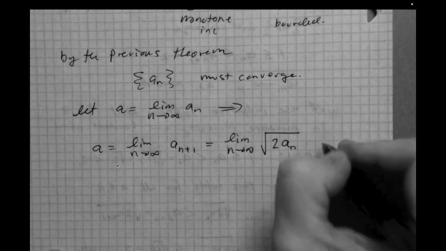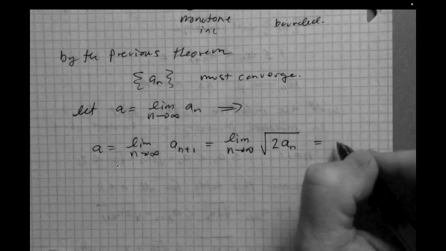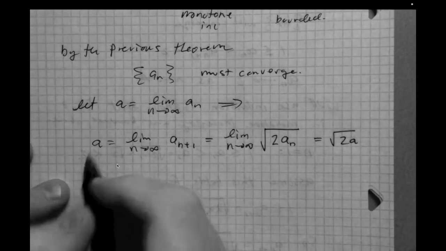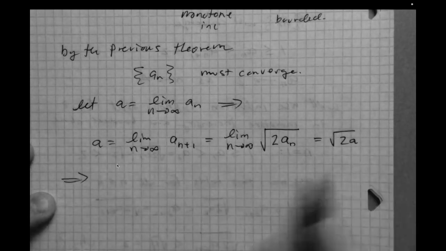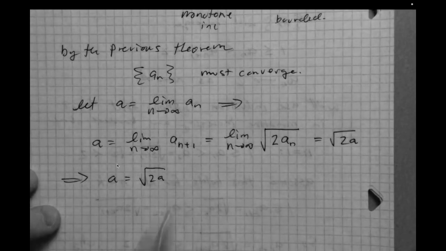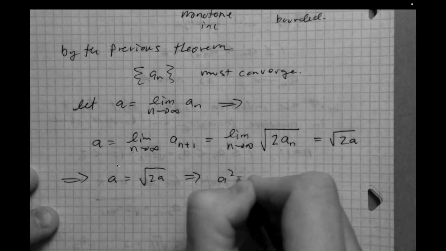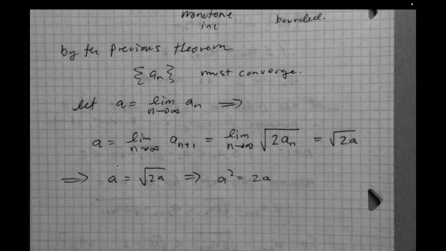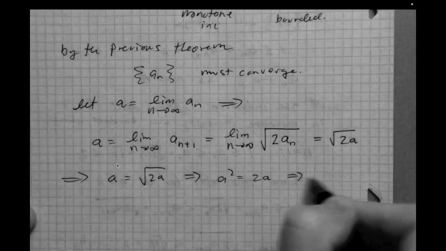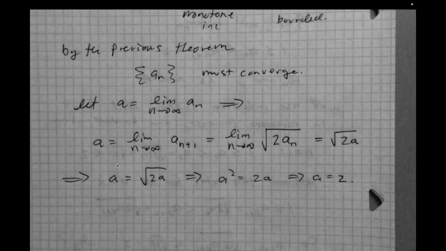Okay. And that's equal to what? Well, that's equal to the square root of 2 times a. Right? And so what we see here is that this line of argument implies that a is equal to the square root of 2a. Right? And that, of course, implies that a squared is equal to 2a. And you can just look at this and see, oh, indeed, that implies that a is equal to 2. Okay, and so the limit of this very strange kind of sequence must be 2.